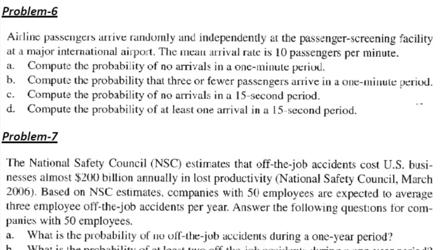It says that airline passengers arrive randomly and independently at a passenger screening facility at a major international airport. The mean arrival rate, so this is the key. So mean arrival rate is mu, so this is 10 passengers per minute. Compute probability of no arrival in 1 minute period.